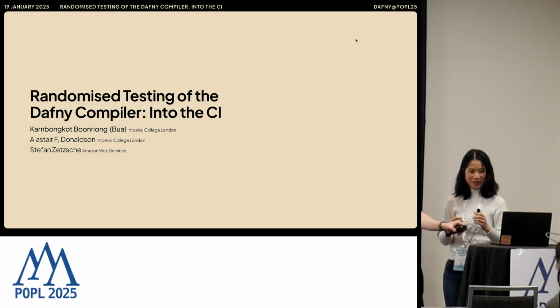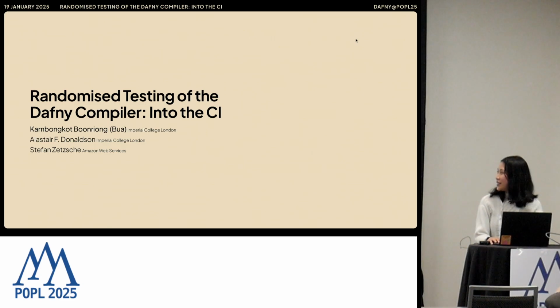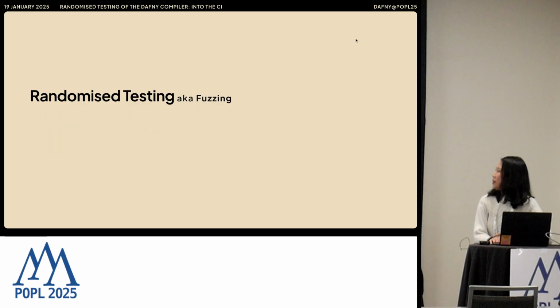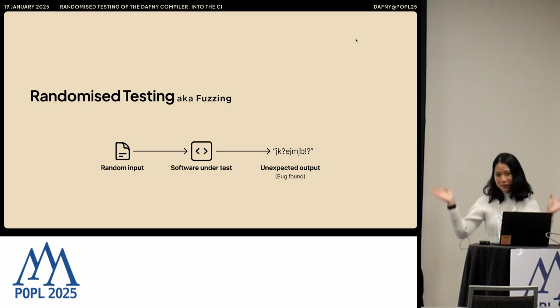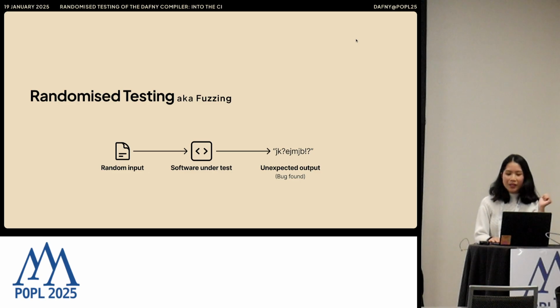Hello. Okay, great. So we'll be looking at randomized testing of the Dafny compiler in the CI. I know that's a lot of words I just said, but basically randomized testing or fuzzing is a software testing practice where you generate a bunch of random input and you put them into the software under test, and maybe one of the inputs will produce an unexpected output, and then you would know that you found a bug.